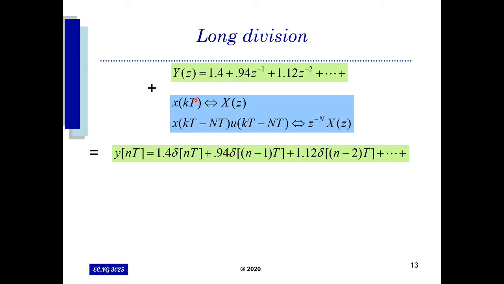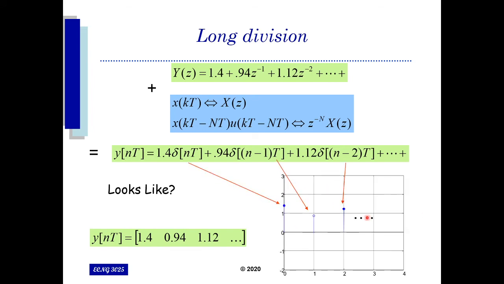It's basically the 1.4 is going to just map onto delta of nT, the 0.94 here is going to be delta of (n minus 1)T, the 1.12 here, because it's z to the -2, is going to be (n minus 2)T, and so forth. And what this looks like, because of the sequence of values, is just basically a stem plot here. This is going to be n equals 0, n equals 1, n equals 2, and so forth.